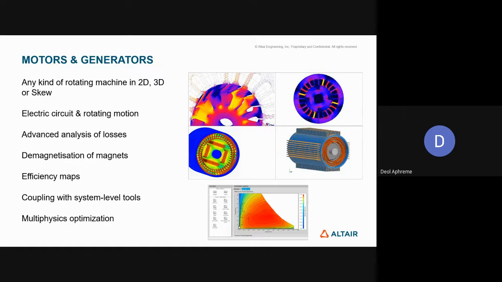Demagnetization of magnets, which is a very important concept that is being tried today because of the rise of electric vehicles. It is important we understand the demagnetization of these magnets. The same can be simulated in Flux.